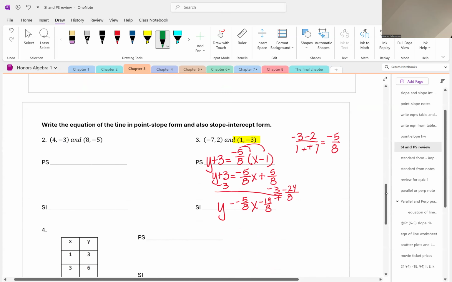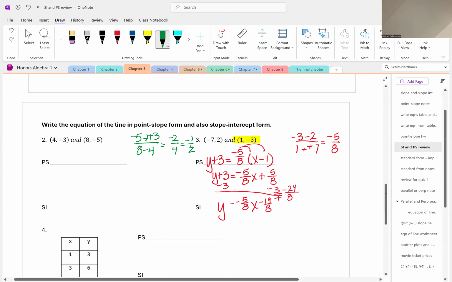Now, number 3 is already done for you, so you can look at it, but I'm just going to do this one here. So in point slope form, we need a point and a slope. We definitely have a point, so now we got to find the slope. So our slope is going to be -5 minus -3 over 8 minus 4. Well, minus a negative is plus a positive, so that's going to give me -2 over 4, and -2 over 4 is going to simplify to 1/2.